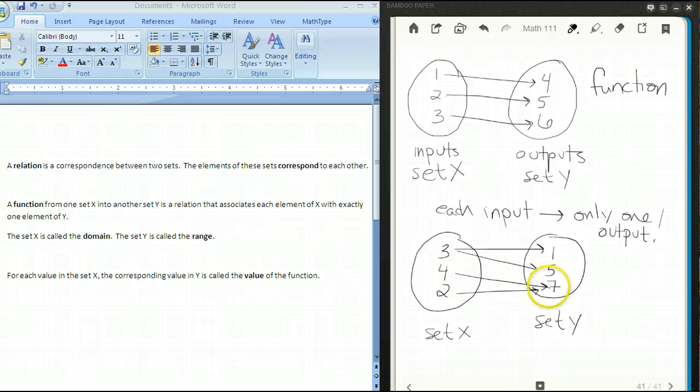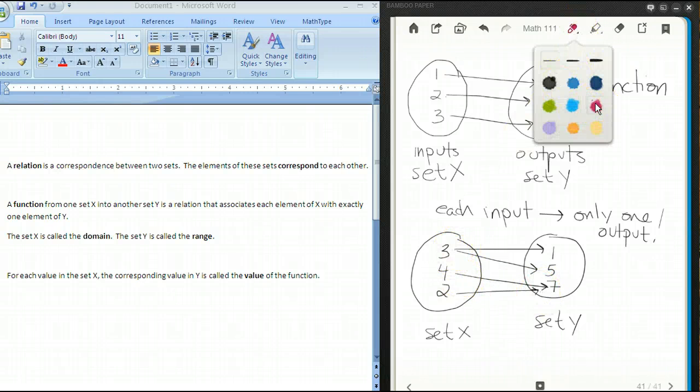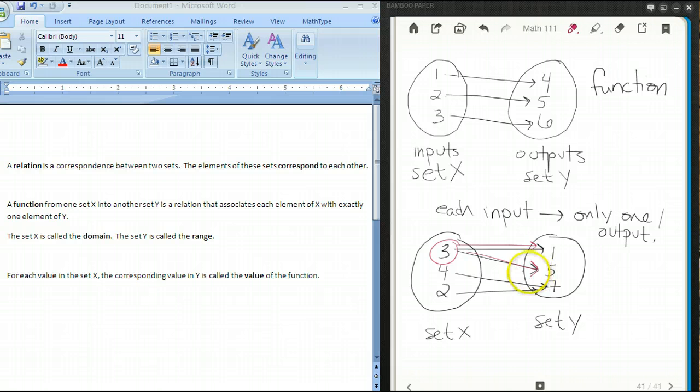Because 3 can't go to two things if we want this relation to be a function. So that's trouble. What about the other numbers? 4 goes to 7. Okay, it only goes to one thing. And 2 goes to 7. That's also okay. It may seem like it's not okay, but remember that we're just concerned with each input going to only one number. It's okay if two different inputs go to the same number. We're worried about a single number going to two different things. So really, this 3 right here is trouble because it's going to both 1 and 5. That two-arrow issue is really what the problem is here. And so that means this is not a function. So not a function, and this is a function.